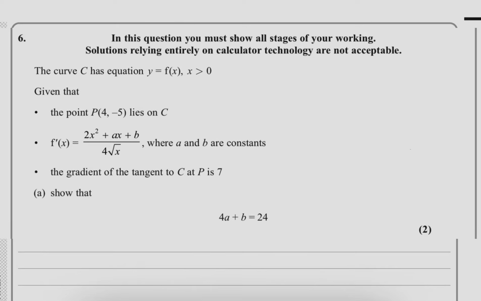Alright, for question number 6, January 2025. The curve C has equation y is equal to f of x. We're given P's coordinates. We're told that the gradient of the tangent to C at P is 7, and we are given the gradient function. Show that 4a plus b is 24.